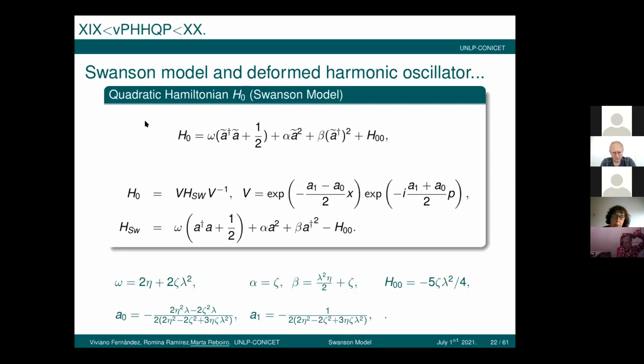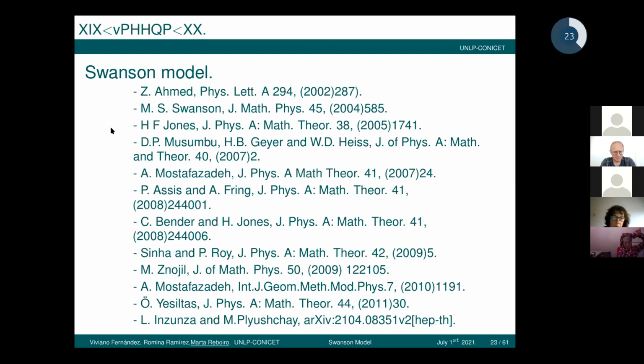But here is a list of the most important papers on the Swanson Hamiltonian. I apologize in advance because surely we have missed some of them.